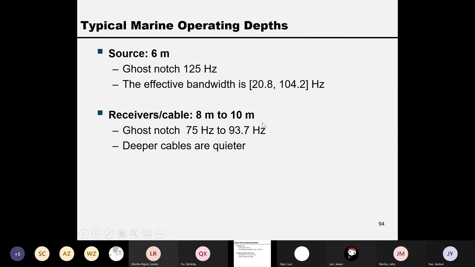What's the effective bandwidth? Basically, maximum 75 hertz. Okay. Between these two, which was narrower, that means most likely we only record up to 27. So if you want a shallower one, right, 80 meters is probably the best one. 80 meters has a ghost notch at 93, 94 hertz.